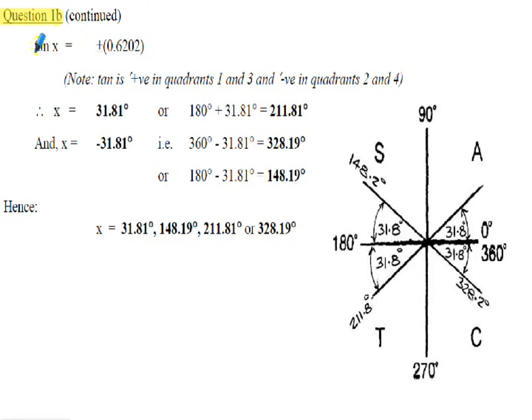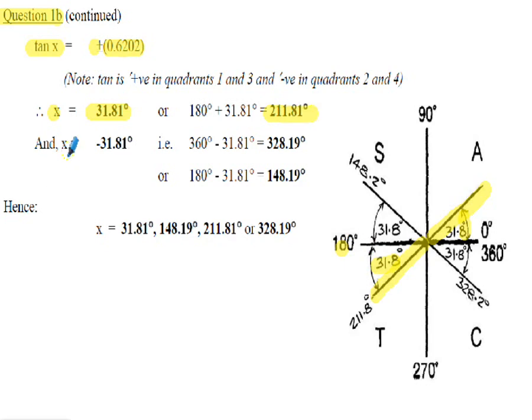Question 1b continued here, just repeating the value of tan x. It's plus or minus 0.6202. So taking the inverse tan now, we will get x is equal to 31.81 degrees, and that's a solution because in the first quadrant all functions are positive, so 31.8 will be a solution for the first quadrant. We know also that tan is positive in the third quadrant down in here on our ASTC diagram. So if we add 31.8 degrees to 180, we will get the next solution. So that's where the 211.81 degrees comes from.